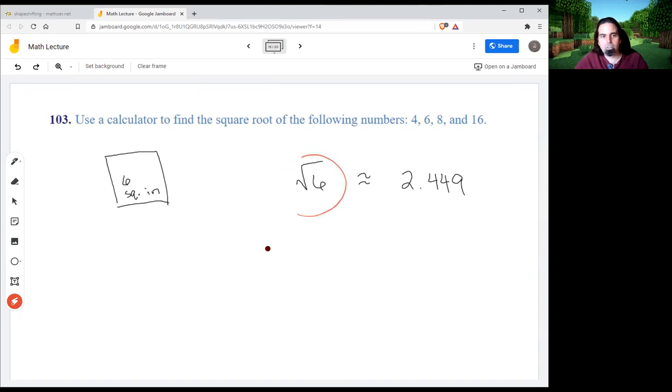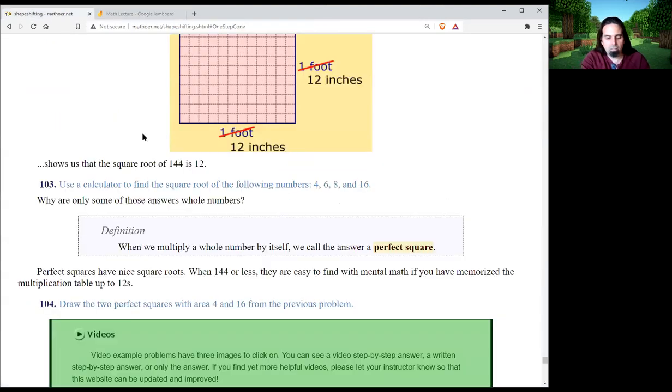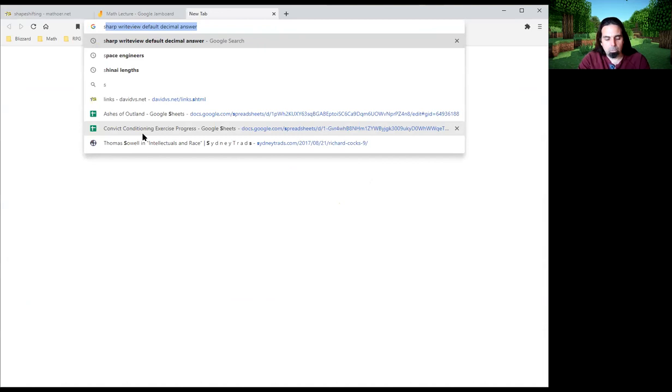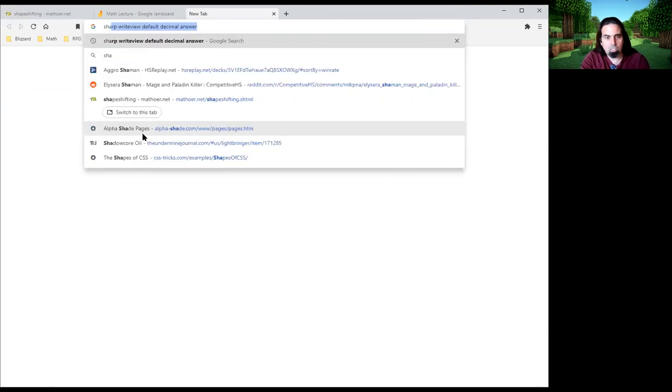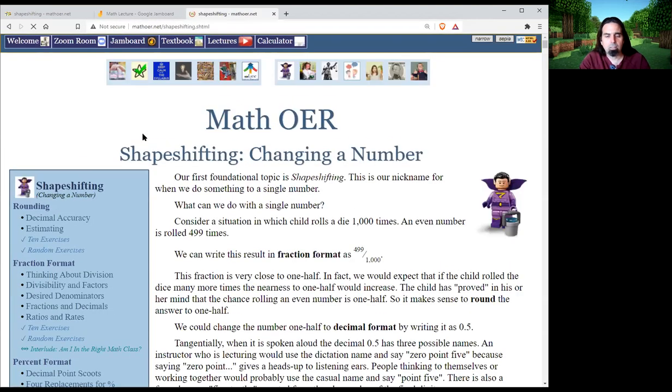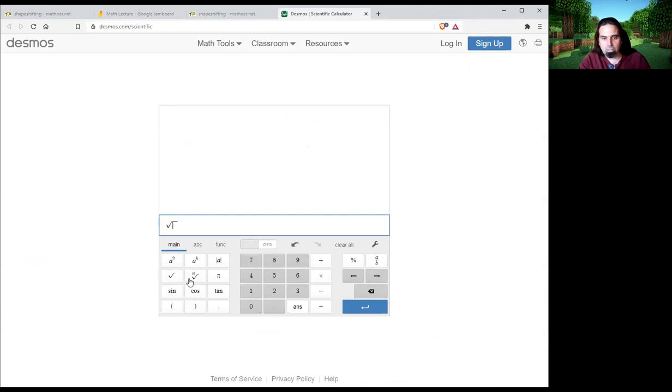Take out your calculator, or if you don't have one, go to the Desmos calculator and just say square root of 6 and get your answer, right? So it's not cheating. There's no better way to do it these days.